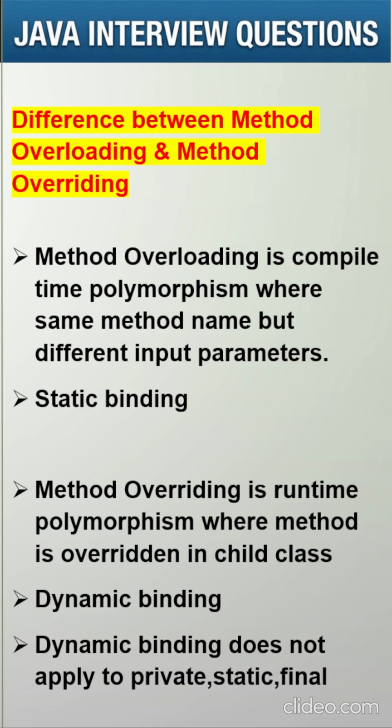method overriding is runtime polymorphism where the method is overridden in the child class. It is called dynamic binding because the method call is decided at runtime by the JVM. Dynamic binding does not include private, static, or final methods because these methods are not inheritable and belong to the class itself, not the object.